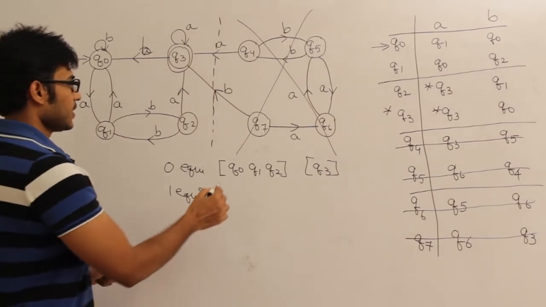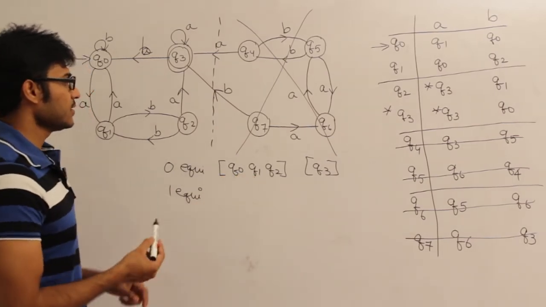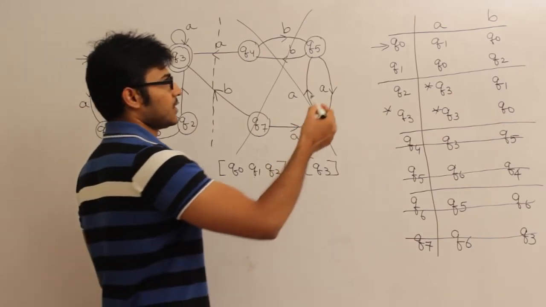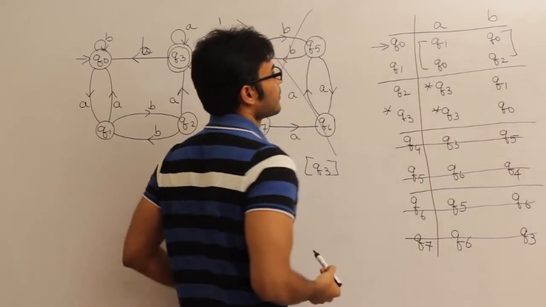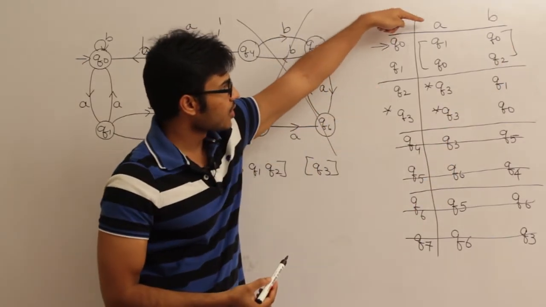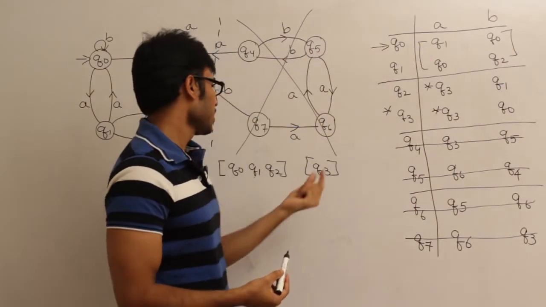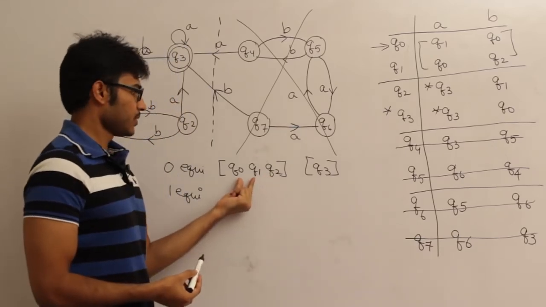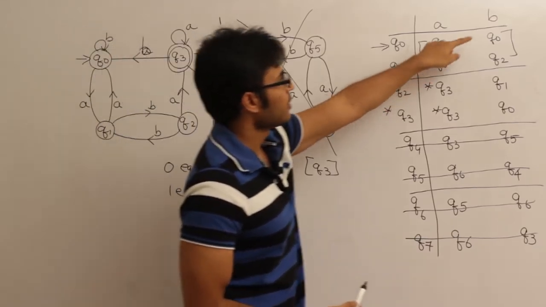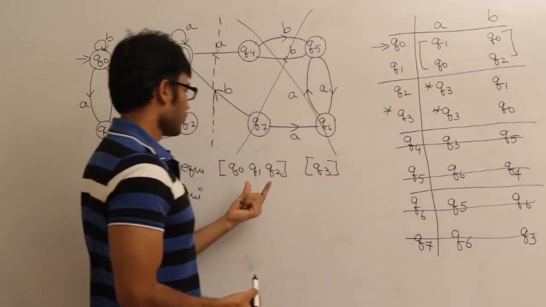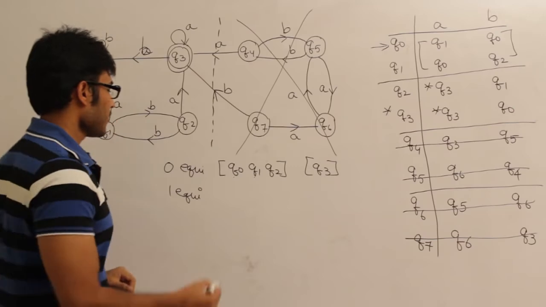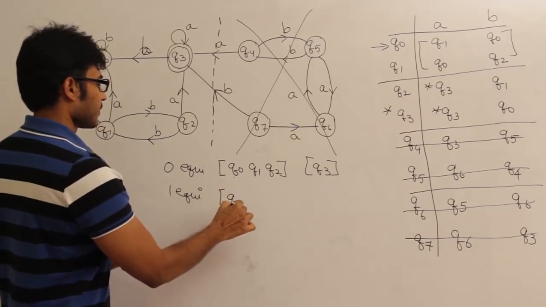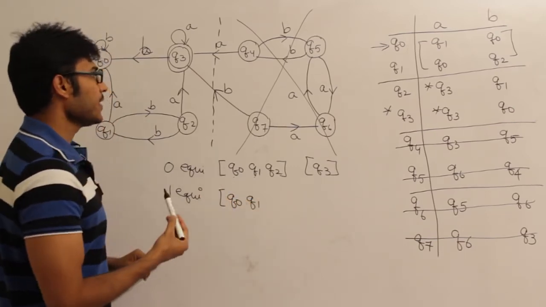How can you check it? Take Q0 and Q1 and see their transitions, how they are behaving. Right? Q0 and Q1 on small a are going to Q1 and Q0. Both are in same group, Q1 and Q0. And on small b they are going to Q0 and Q2. Both are in same group. Therefore, Q0 and Q1 are 1 equivalent.